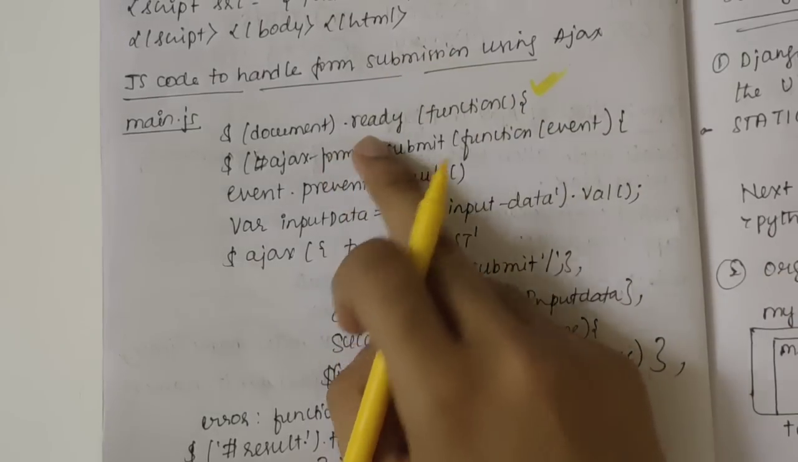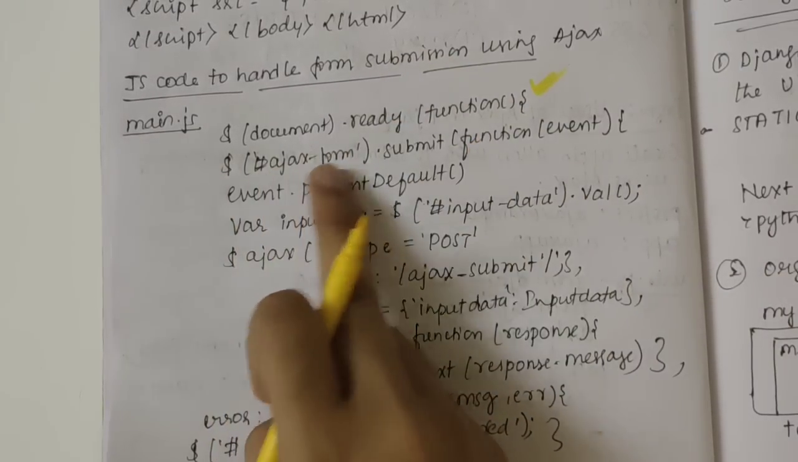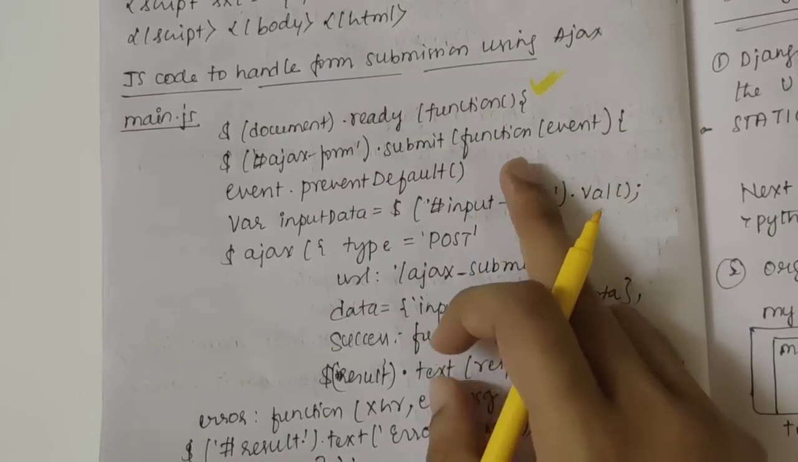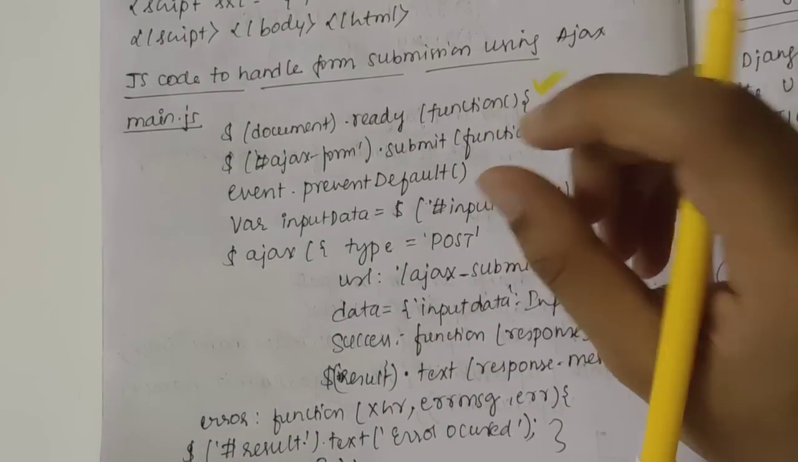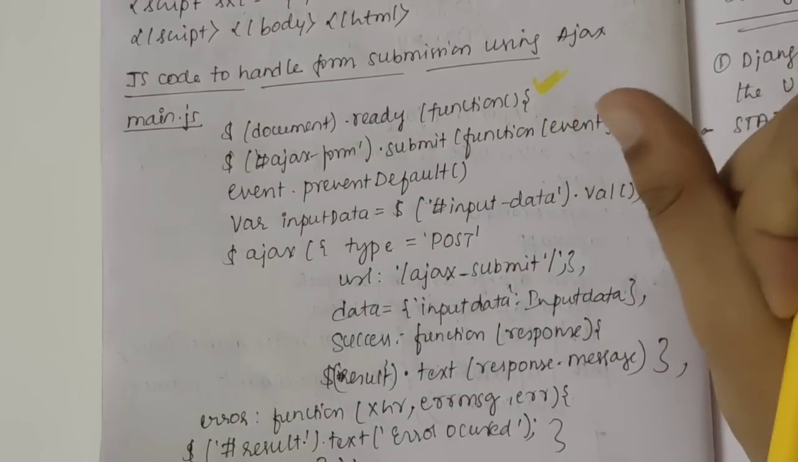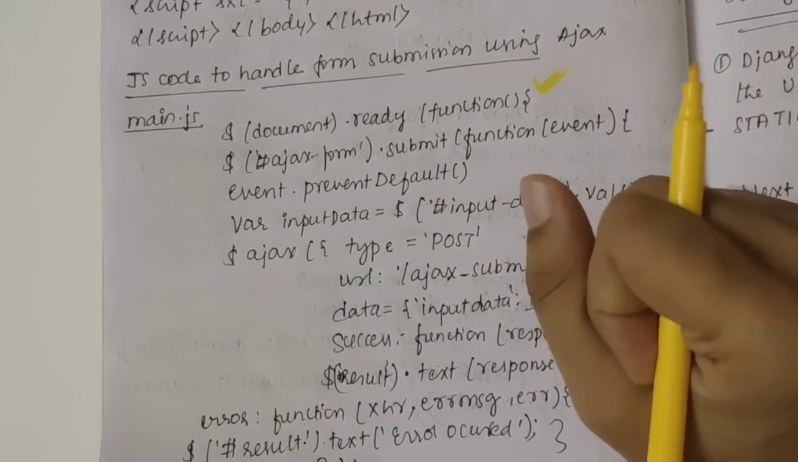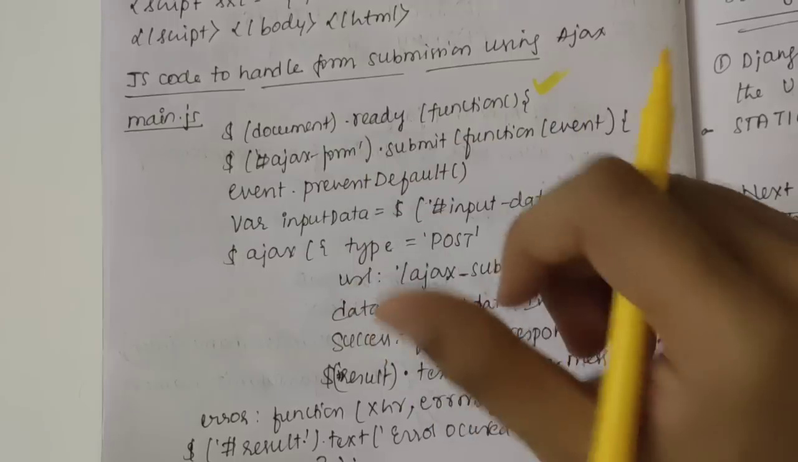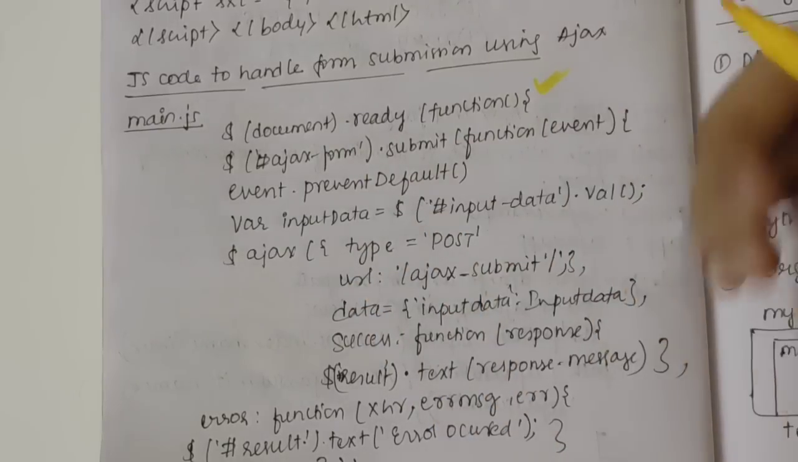After that we get into the inside part, that is here we are doing the Ajax form submit function event. Here I am binding a function to the form submission event with ID as Ajax form. So when this form is submitted, the code inside this function will get executed.